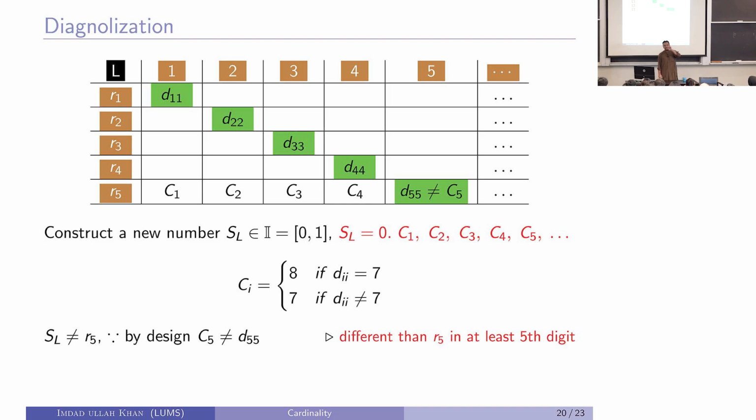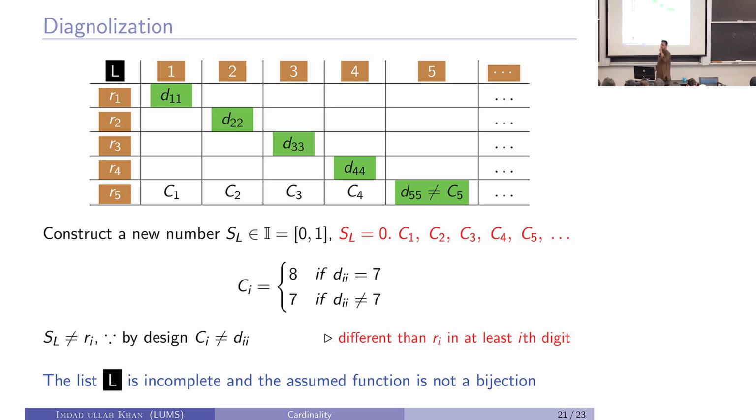So, the 17th digit of R17 is not equal to the 17th digit of SL. C17 is not equal to D1717, okay, and this is true for any i. If somebody says that this SL is equal to some Ri, I will say no, check the ith digit of that Ri and check the ith digit of my number SL. They are not equal, so the numbers cannot be equal. Does this make sense? What does it give us? This gives us that the list L is incomplete. The list L is missing this SL.